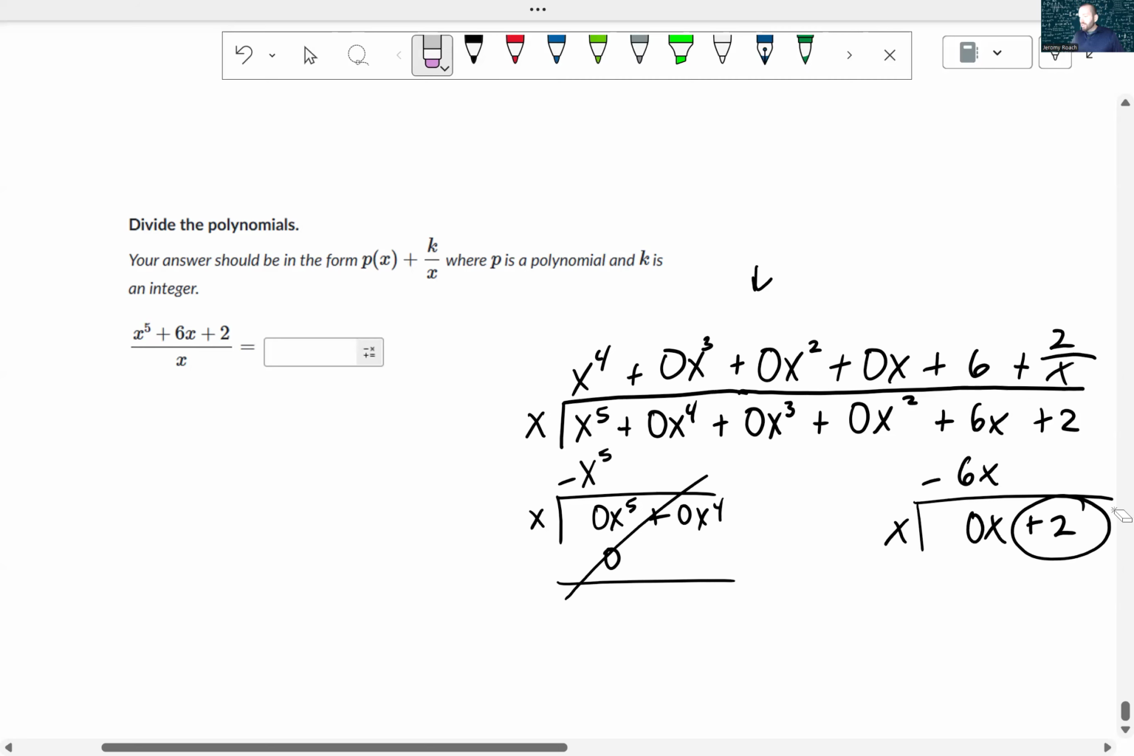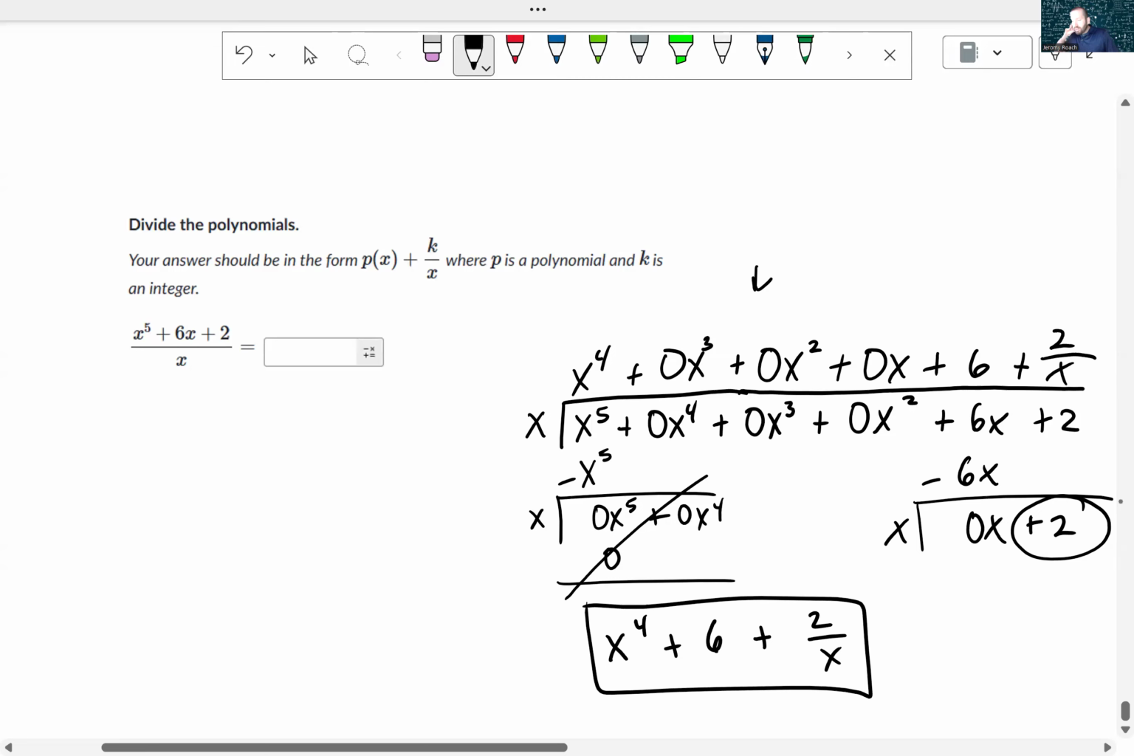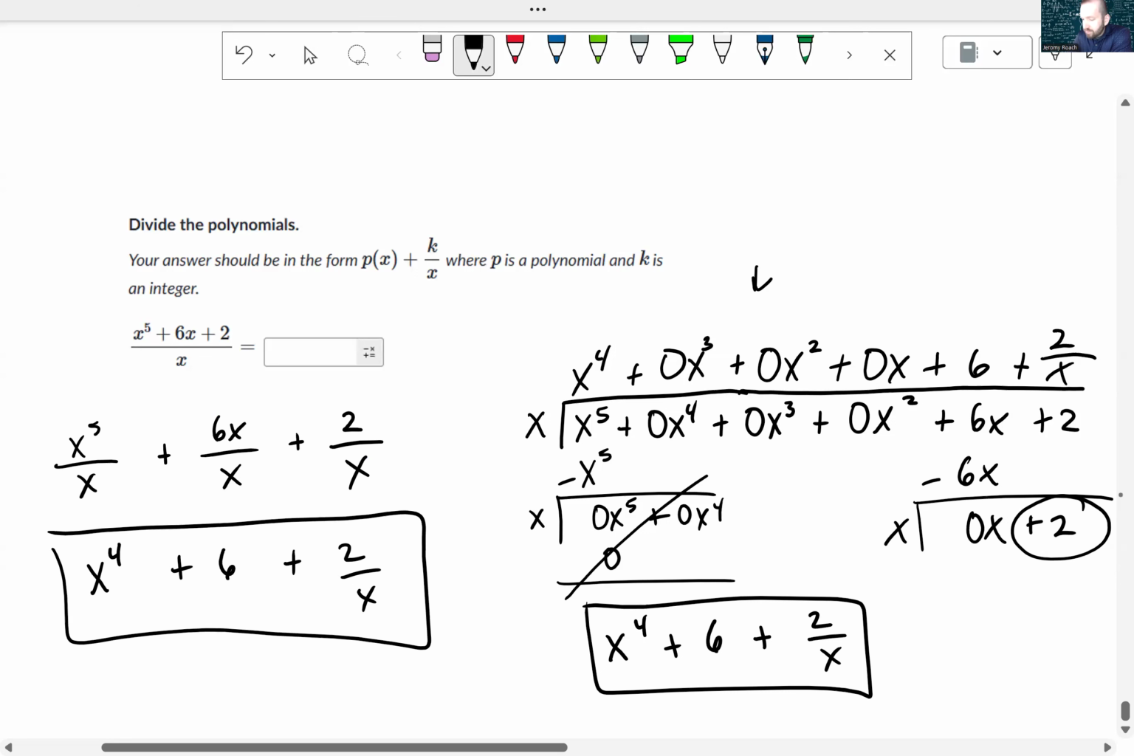So if you like doing long division, you can use this method. So our final answer would be x to the 4th plus 6 plus 2 over x. I think this way takes a lot longer than the method that we've been doing so far. But you can do long division if you like to do long division. So here, this is just x to the 5th over x plus 6x over x plus 2 over x. That's x to the 4th plus 6 plus 2 over x. So we get the same answer.